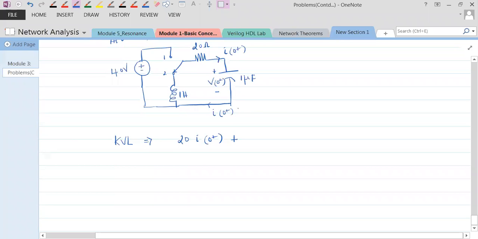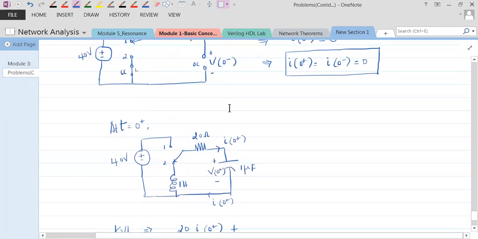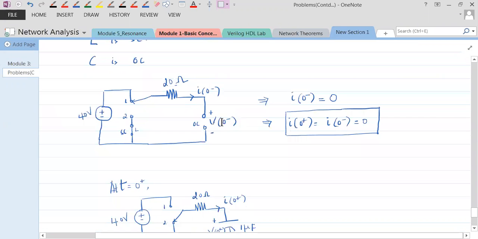And one more thing, we forgot to say: what is this V of 0 minus? At 0 minus, I need V of 0 plus also here. So what is V of 0 plus? V of 0 plus is V of 0 minus. We didn't find out V of 0 minus in the previous case. We just found out I of 0 plus. So let's not forget to find out the voltage across the capacitor also.